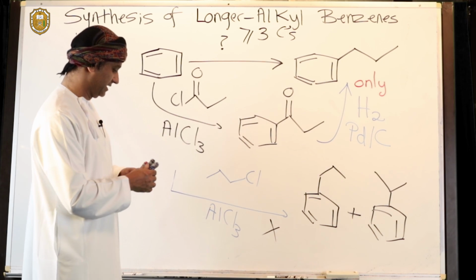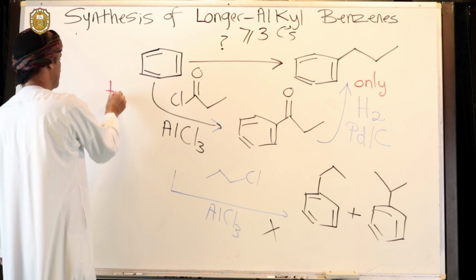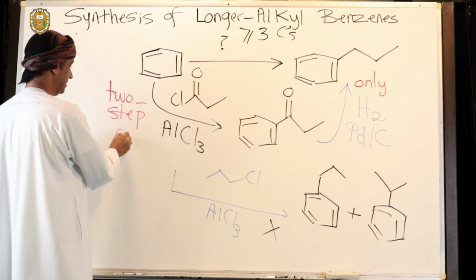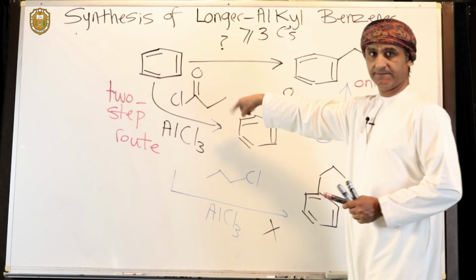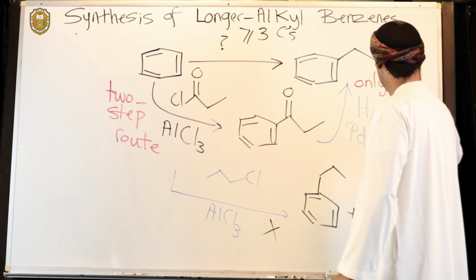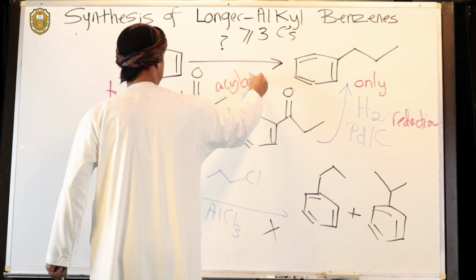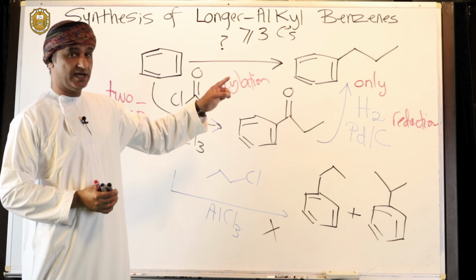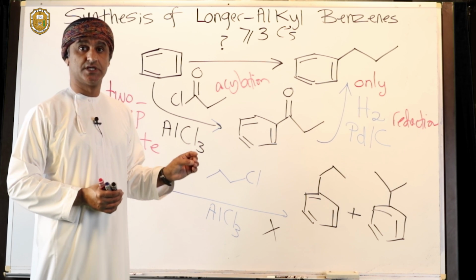So if you look at this route, it's a 2-step sequence, or synthetic route, which employs Friedel-Crafts acylation followed by reduction. So this is reduction, and of course this is Friedel-Crafts acylation. Acylation followed by reduction is really the way to go here if an alkyl benzene is desired where the alkyl group consists of 3 carbons or more.